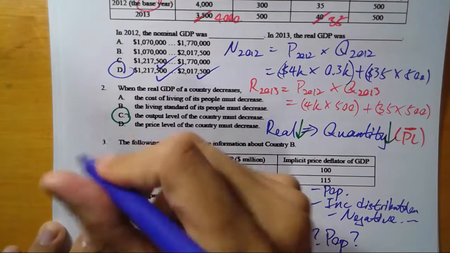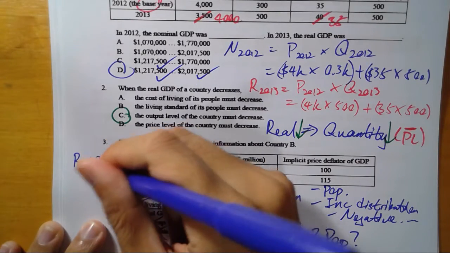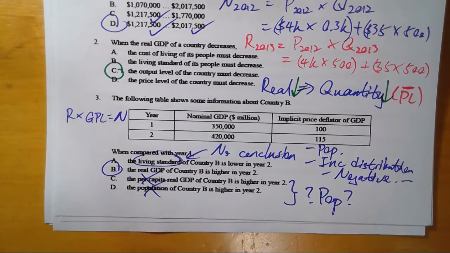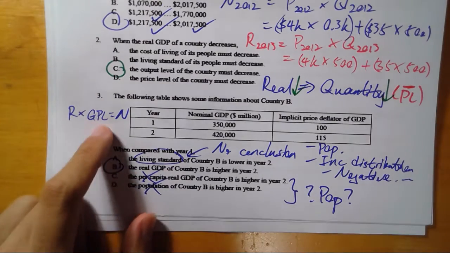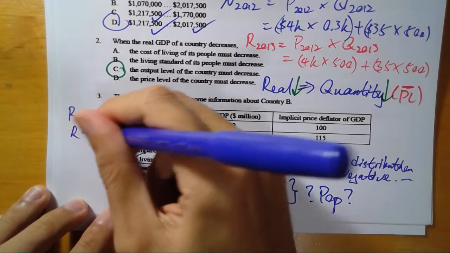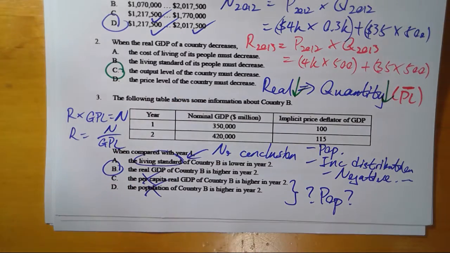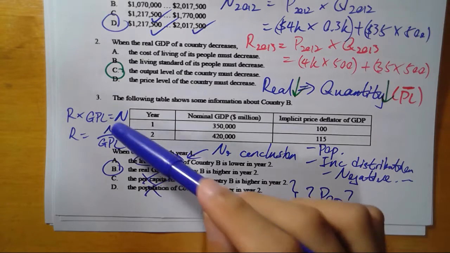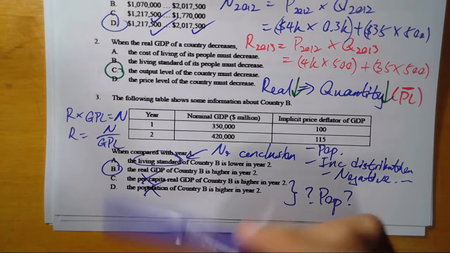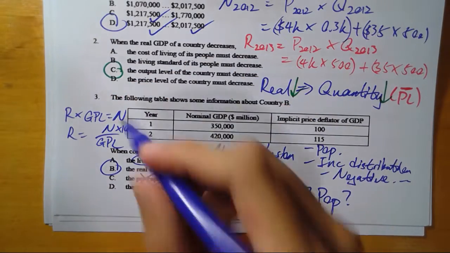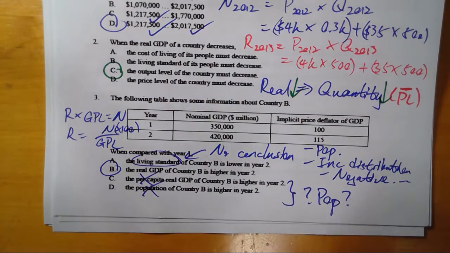Now remember, real times general price level equals nominal. So let's see here. Let's try to do it. Real equals nominal divided by GPL, something like that. Now, remember, this is not the exact formula, because for the exact formula you need to times 100. But this is not important. We only want to see the relationship.